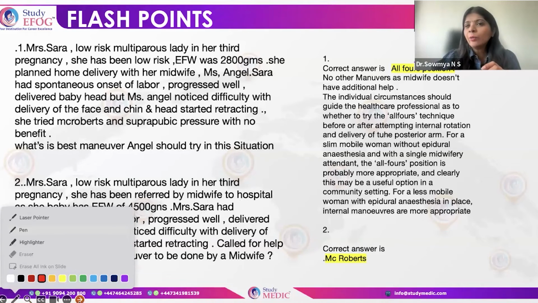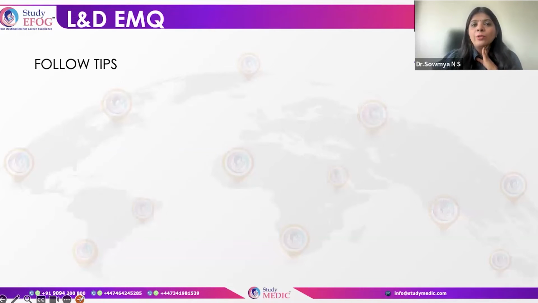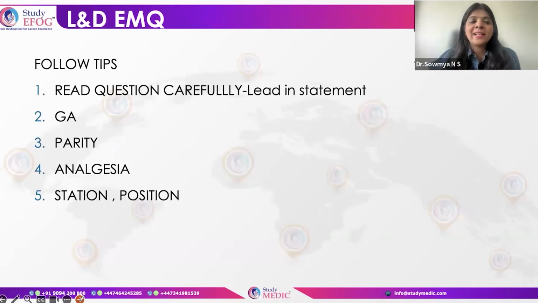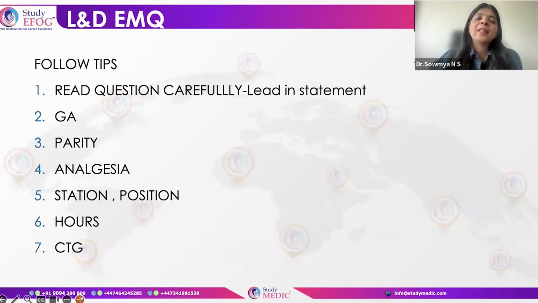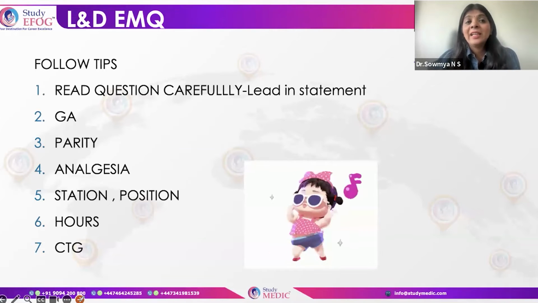Okay, very clinically oriented scenarios which you need to remember. Whenever there are EMQs, people are really worried about what to do and how to do it. But if you follow these tips, read the lead-in statement first and look into the gestational age, parity, analgesia, station, position, and how many hours she has been pushing in labor. And have a look at the CTG. If they haven't mentioned anything about the CTG, that means the baby is doing well. If you do this, then solving the EMQ becomes much easier.